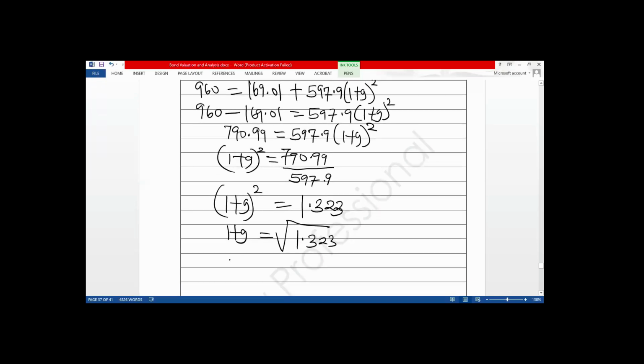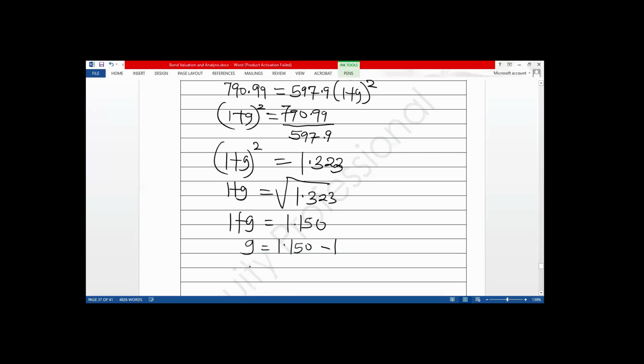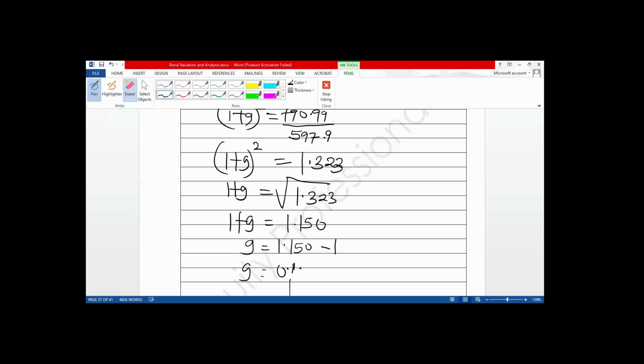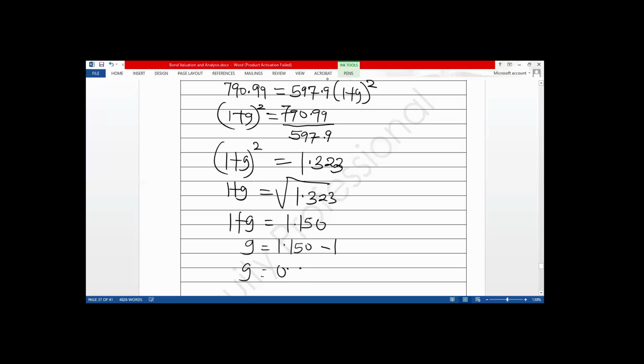1.150. So 1 plus G is equal to 1.150. Then your G is equal to 1.150 minus 1. Your G is equal to 0.150.